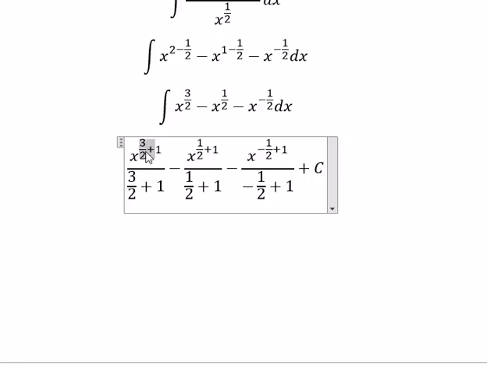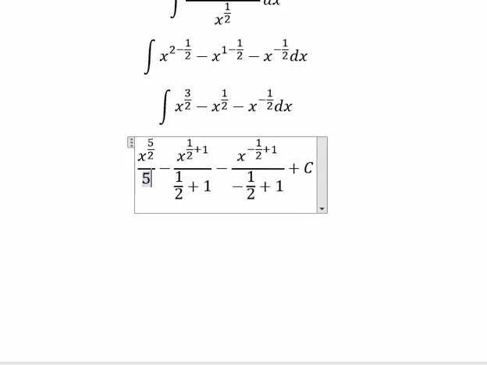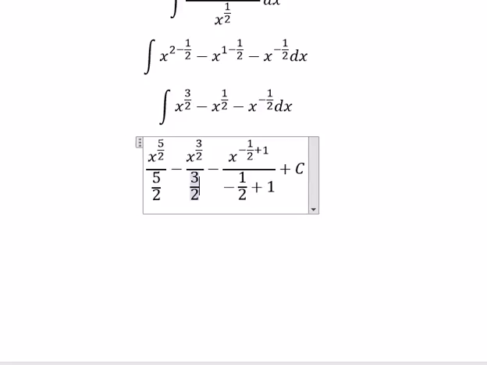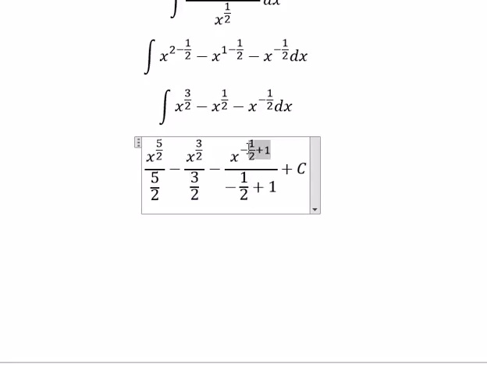This one you got about 5 over 2. This one is about 5 over 2. This one is about 3 over 2. This is about 1 over 2.